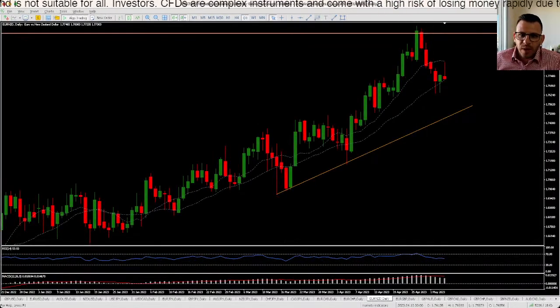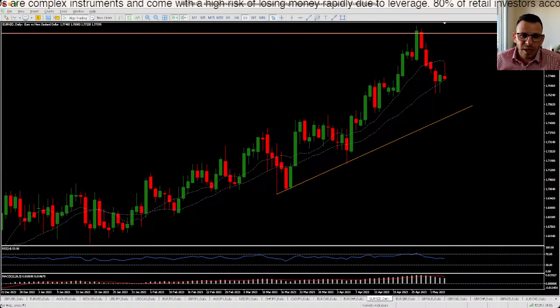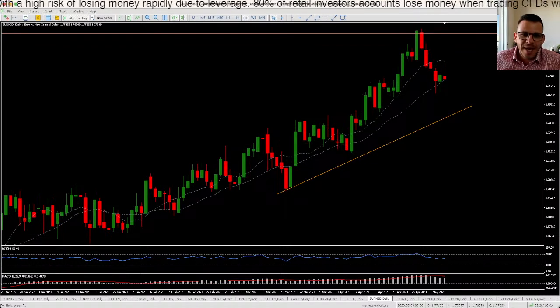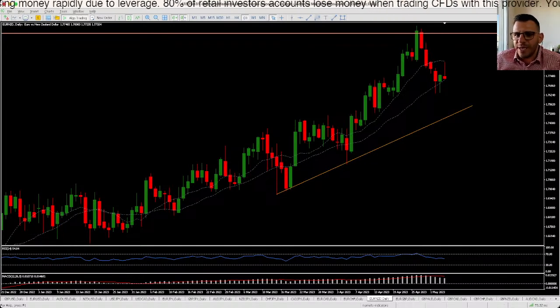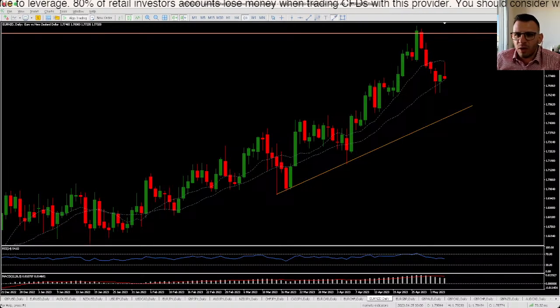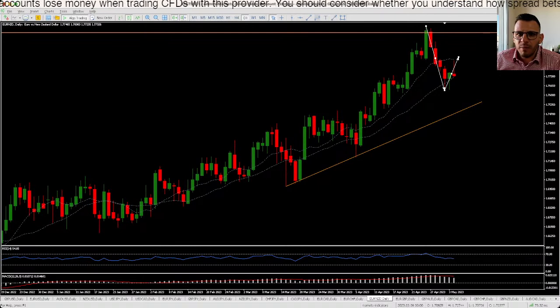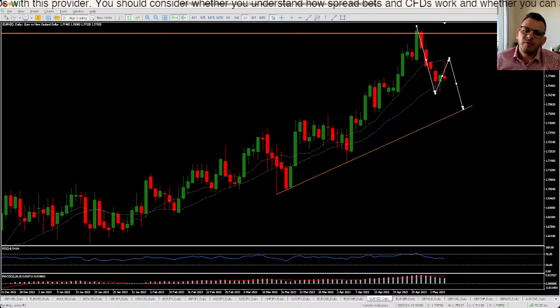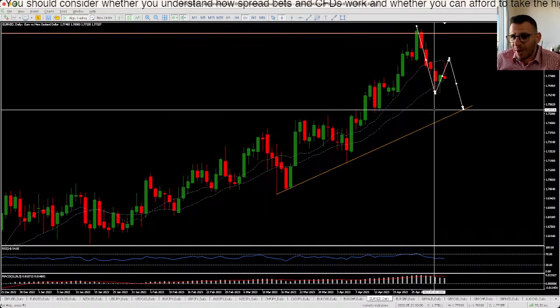Euro Kiwi, an extensive uptrend. This is the euro against the New Zealand dollar, extensive uptrend. We will anticipate a little bit of consolidation, maybe what we call an A, B, C leg, before we look to buy again.